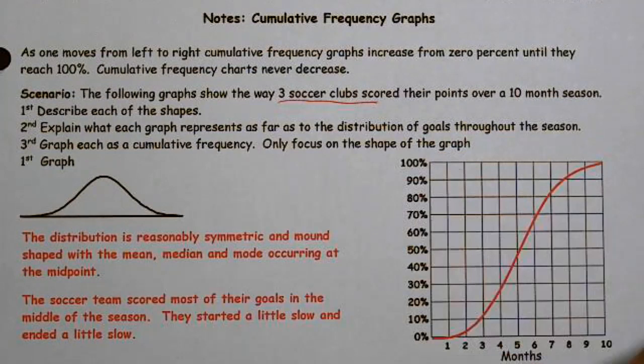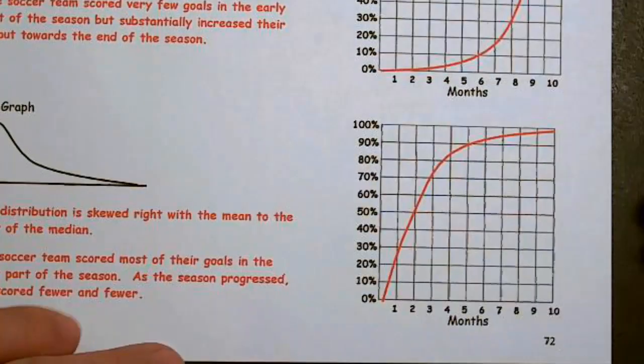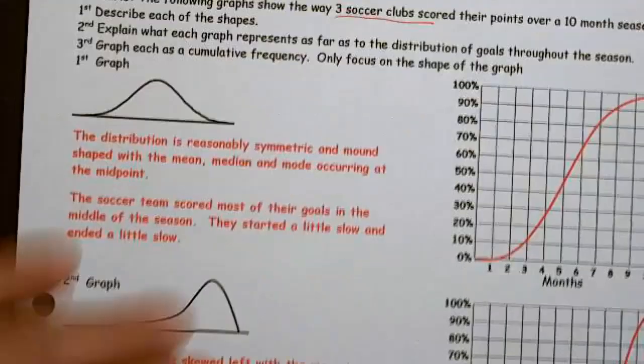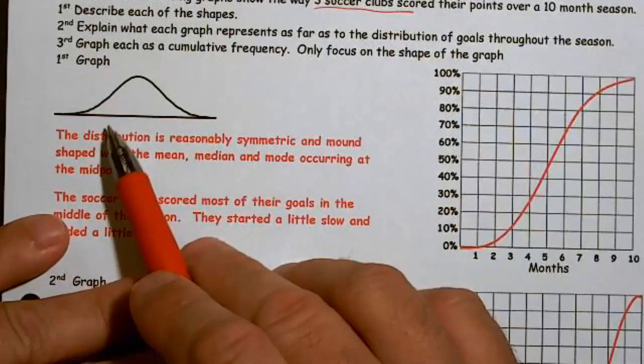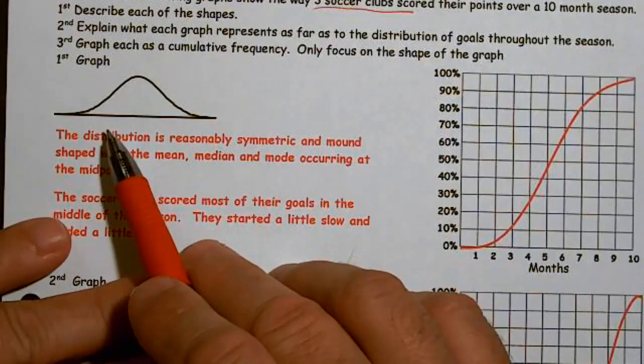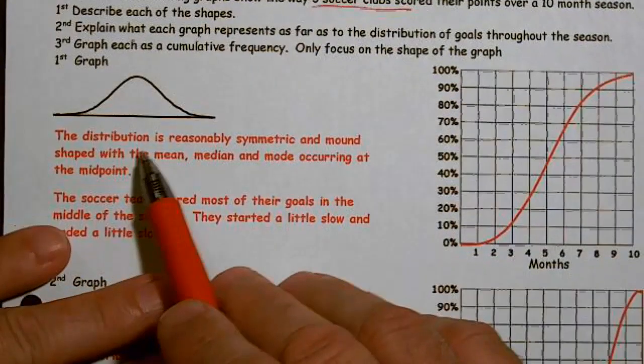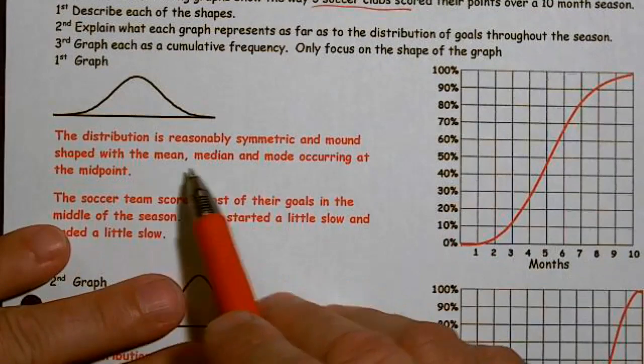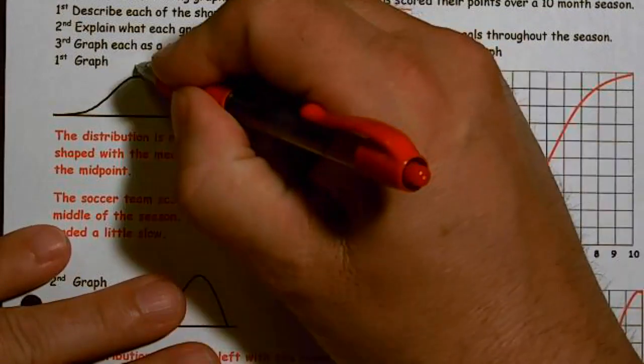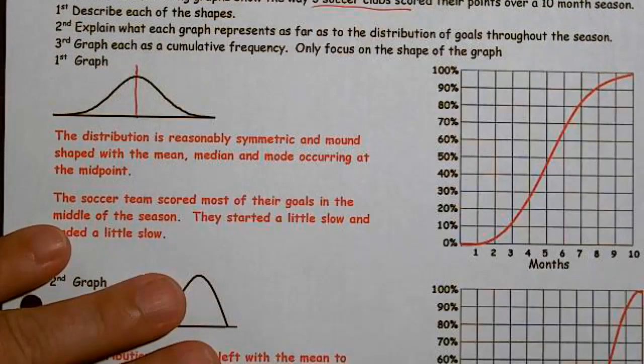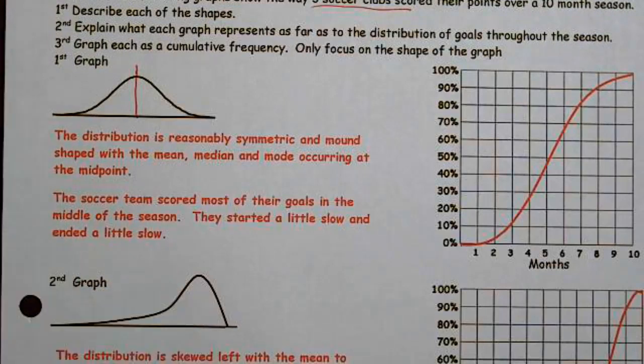Well, this is a cumulative frequency graph, so you're going to start off at 0 and then you're going to max out at 100%, regardless of which one it is. All right, so let's think about this. What do we have when we look at this? When I go to discuss this one, it's reasonably symmetric and mound shaped, with the mean, median, and mode occurring at the midpoint. So the mean, median, mode are going to occur here, right? And that's pretty much the description.